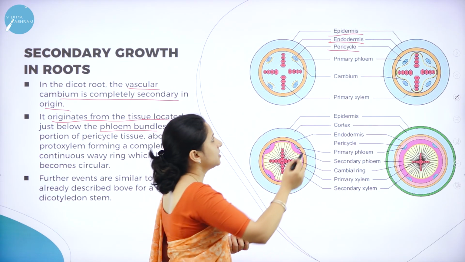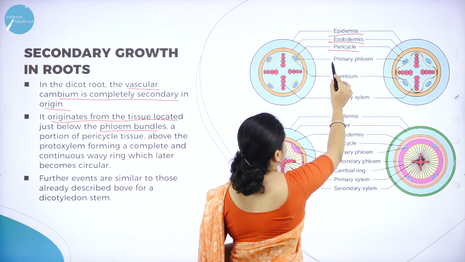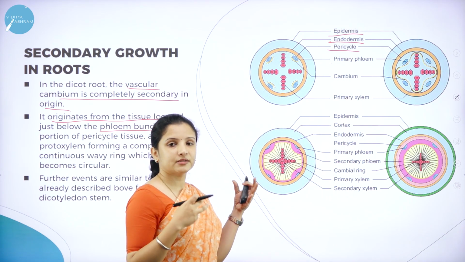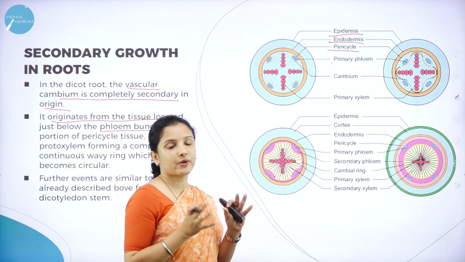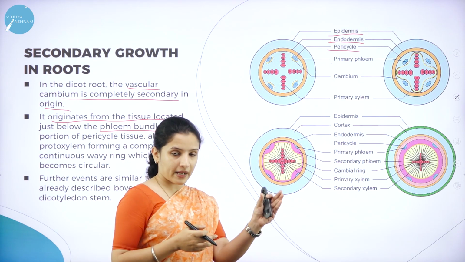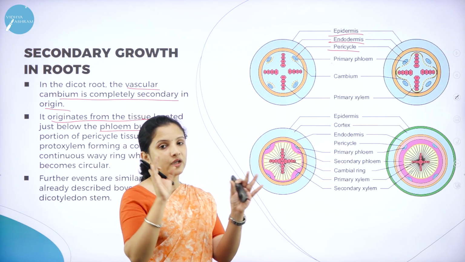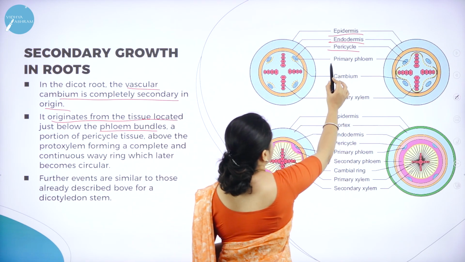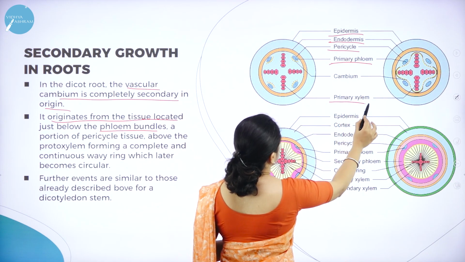After the pericycle, we have the vascular bundles. You know that in the roots, the vascular bundles, that is the phloem and the xylem, are situated separately. We have one patch of xylem and one patch of phloem, again a patch of xylem, again a patch of phloem. So we have the primary phloem, then comes the primary xylem.